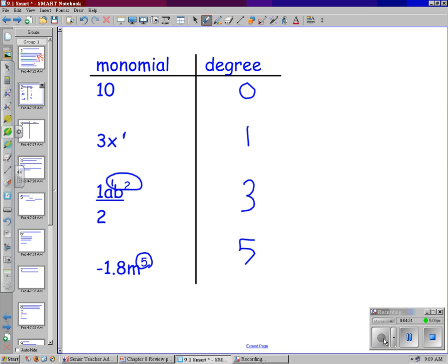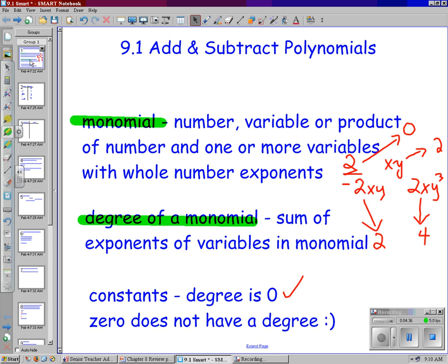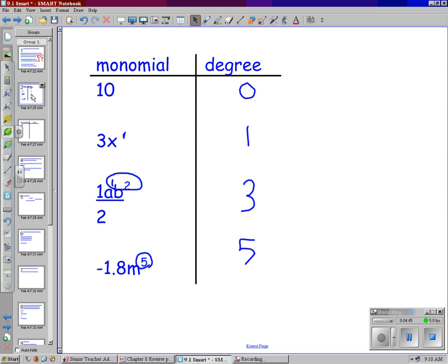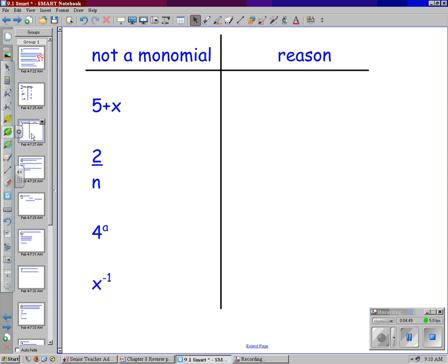Jake? I was just wondering, since the 2 has a 0 degree, since it's a constant, you wouldn't divide 3 divided by 0? No. Remember, our definition is degree is the sum of the exponents on the variables. Forget about the constants. All right. Okay? Anybody else? Let's go on, please.